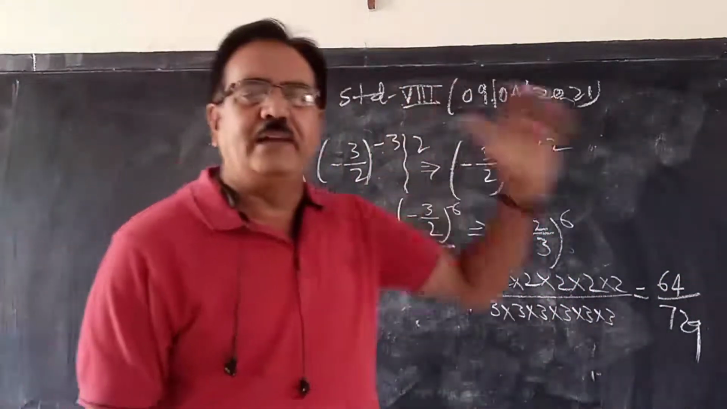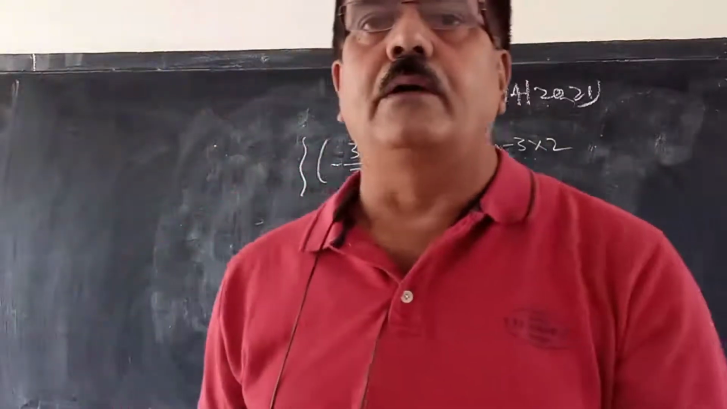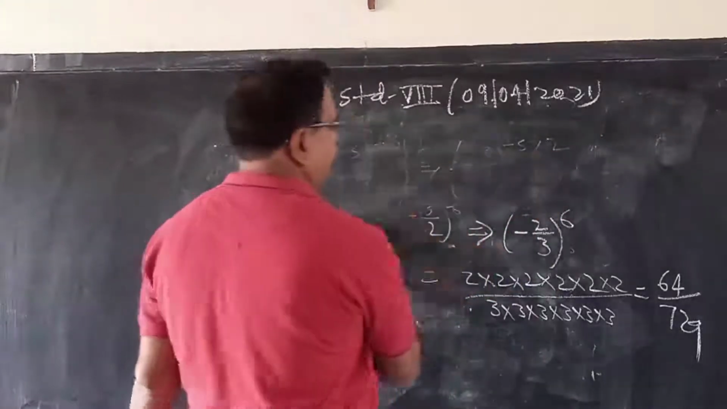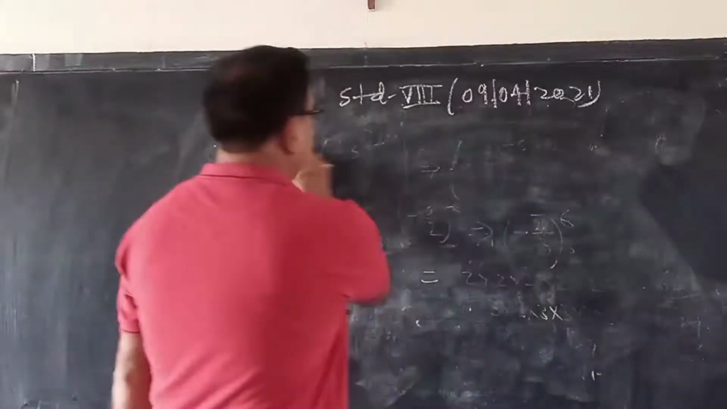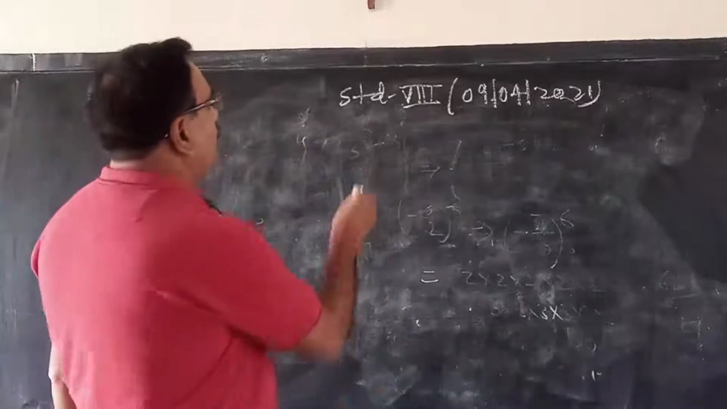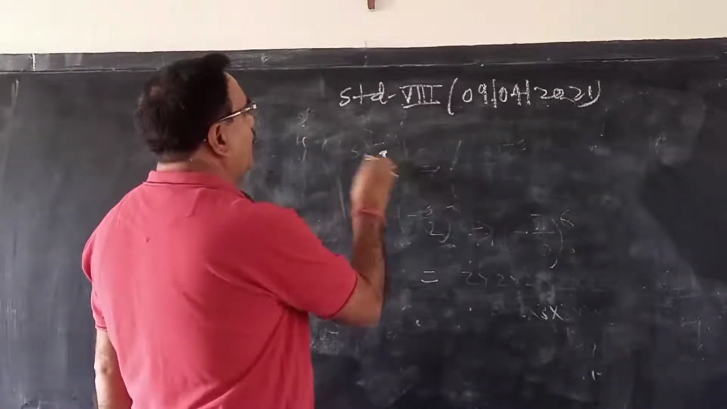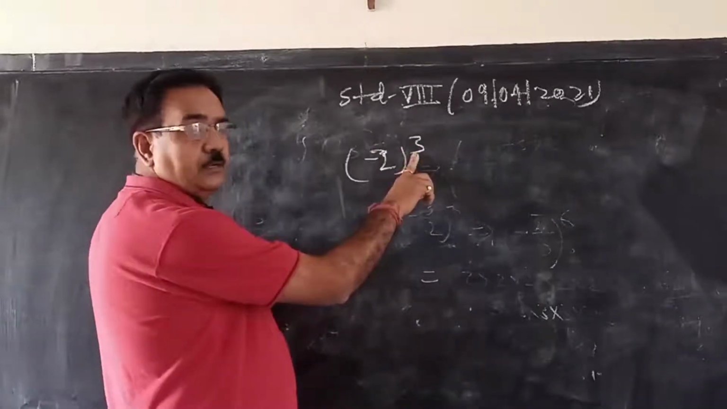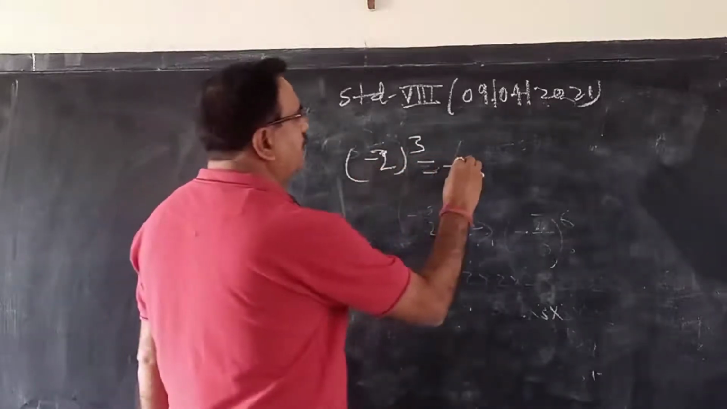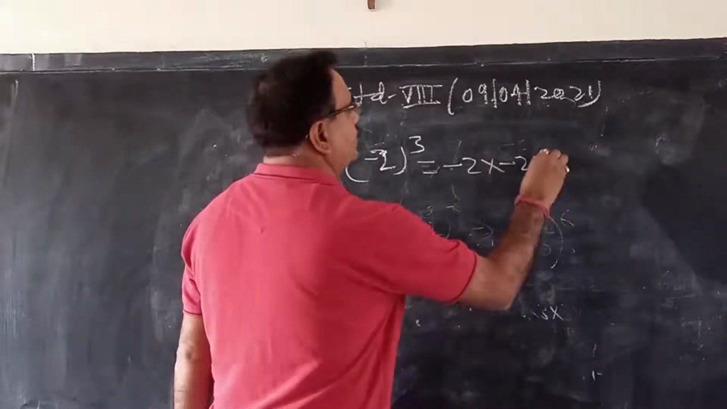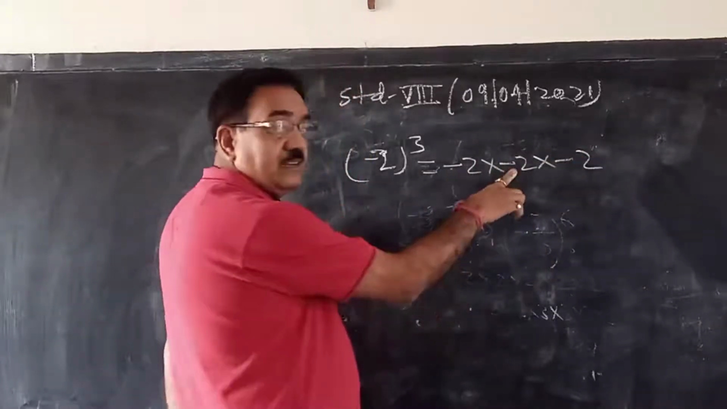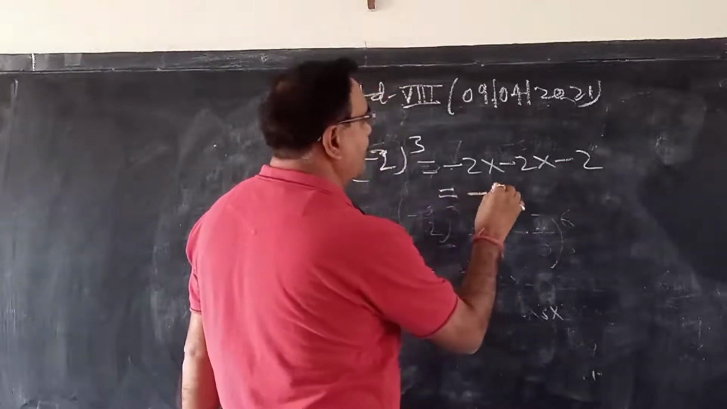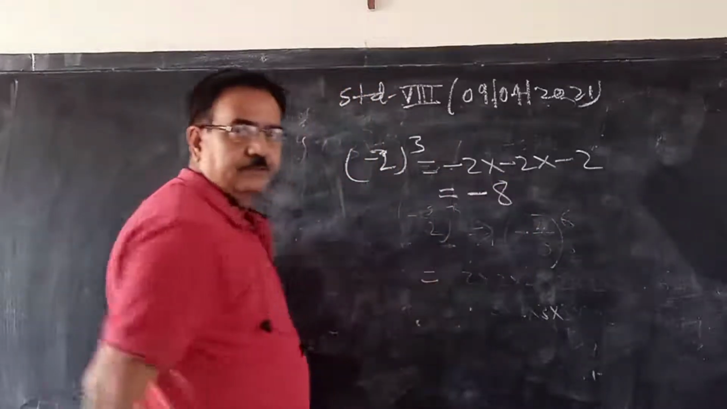Now one question: why, if the power is odd, is it negative, and if the power is even, is it positive? See here: minus 2 to the power 3. How many times will minus be written? 3 times. Minus 2 into minus 2 into minus 2. Minus into minus is plus. Plus into minus is minus. So the final sign is minus.